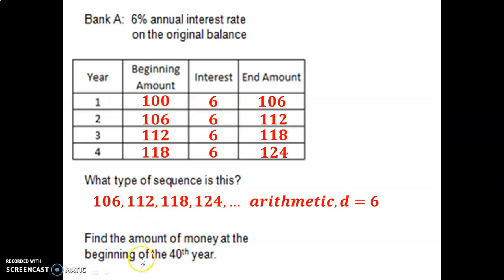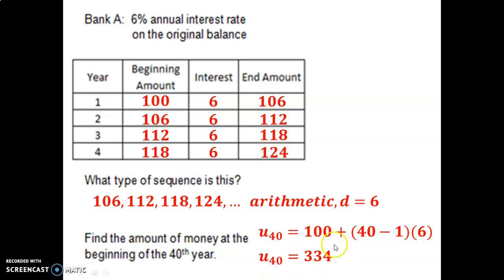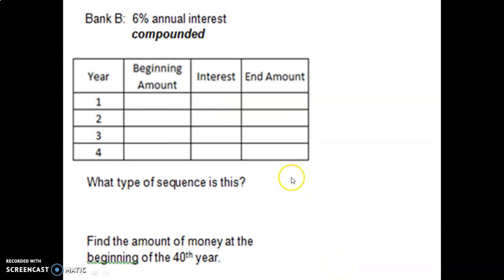Therefore, if you're looking for an amount at some future year, let's say the end of year 40, you take your original 100, you add 39 jumps of 6 using the arithmetic sequence formula, and you find out you have this amount after 40 years. Okay, let's compare that to 6% annual interest compounded.